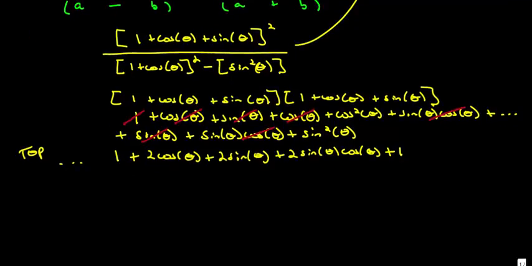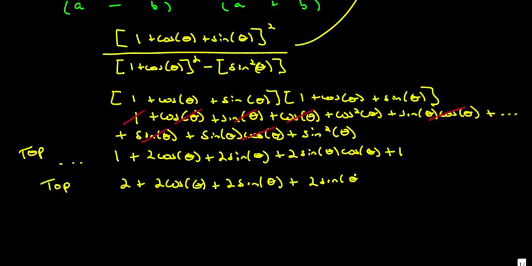So the numerator, the top, reduces into 2 plus, this might not be so bad, 2 plus 2 cosine theta plus 2 sine theta plus 2 sine theta cosine theta. So I got 2 of everything there, so I can factor out a 2, and moving some terms around, I would get 1 plus cosine theta. But let's do it this way.